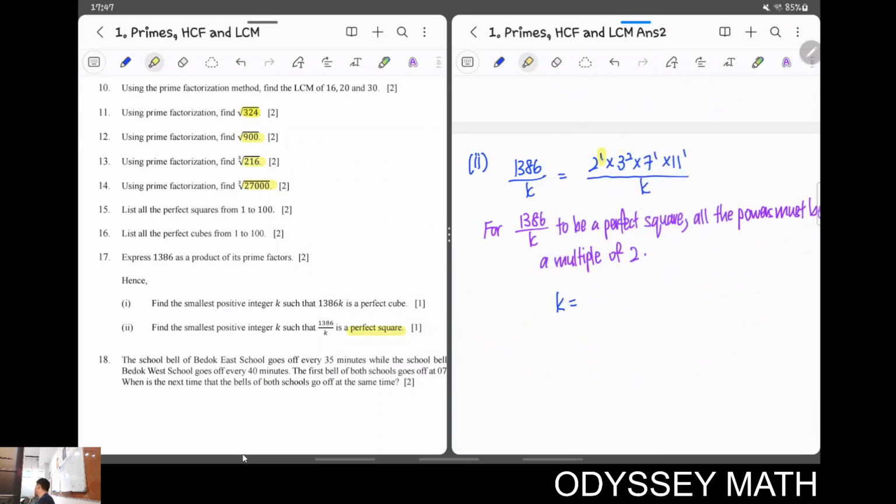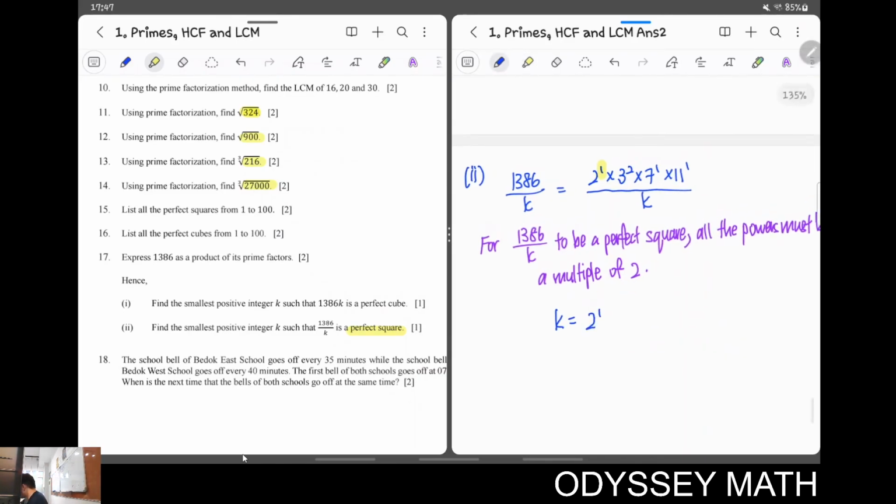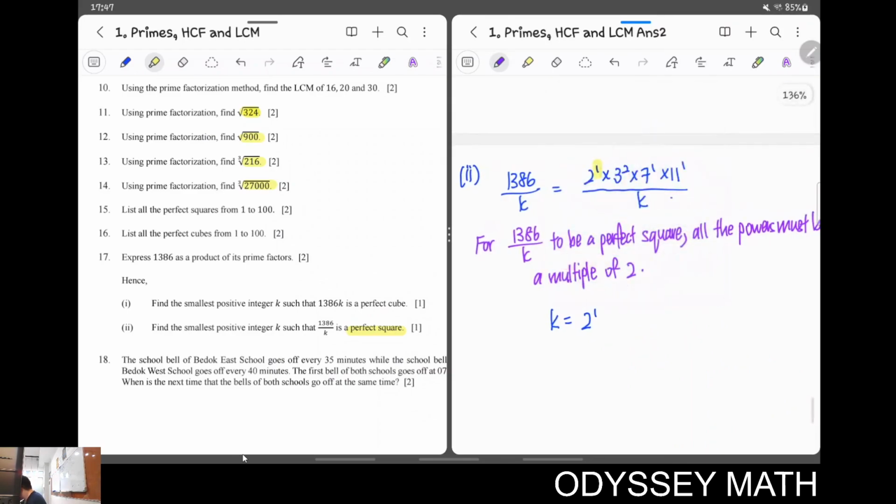This power 1, is it a multiple of 2 or not? No, right? But here, remember, we are removing. We cannot go higher than 1. We must go below 1. You agree or not? But the thing is, below 1, what else is there? There's nothing else. So what you do is you just completely remove this 2 to the power of 1 by putting k as 2 to the power of 1. Okay, so if you let your k here, I write in purple, be 2 to the power of 1, then you can just cancel this.